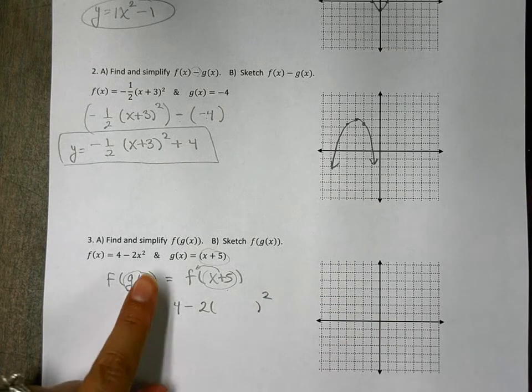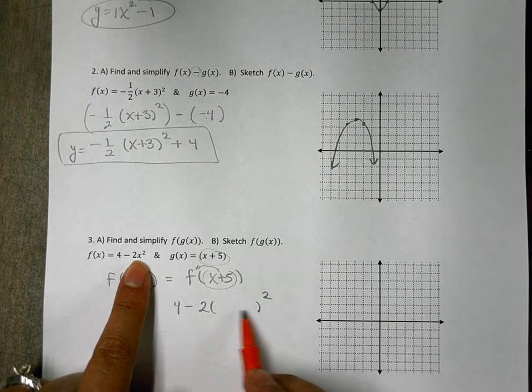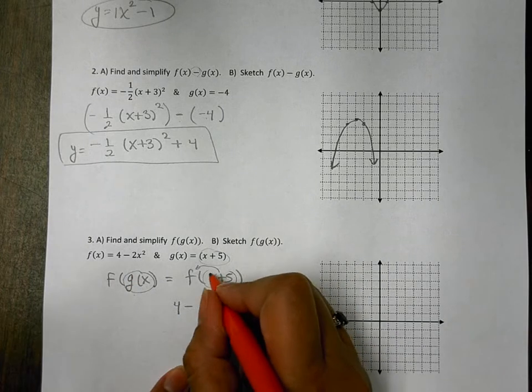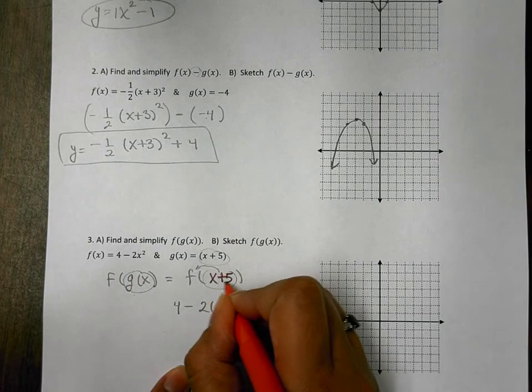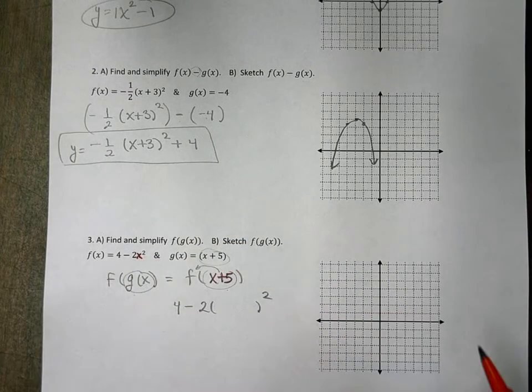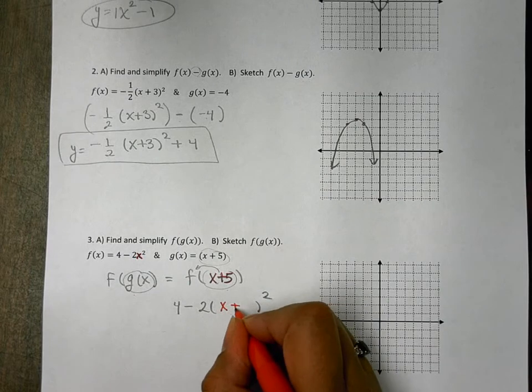And wherever the x used to be, see where I put parentheses always, where the x used to be, I'm going to put in its spot x plus 5. Where that x used to be, I'm going to put in its place x plus 5.